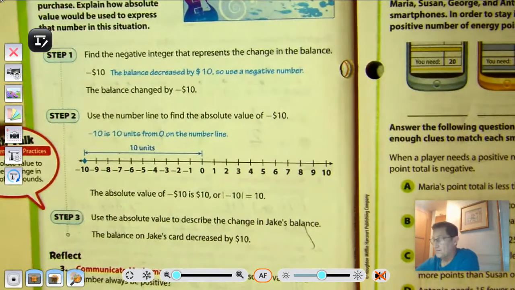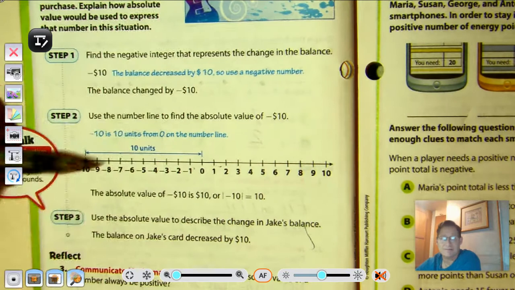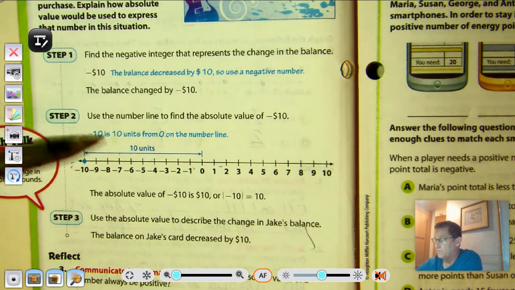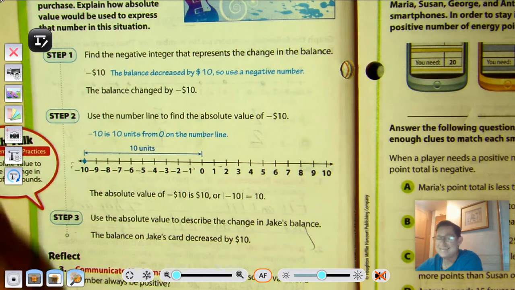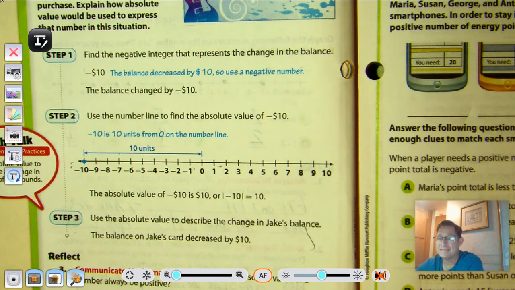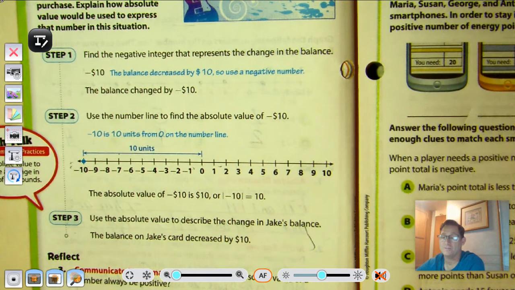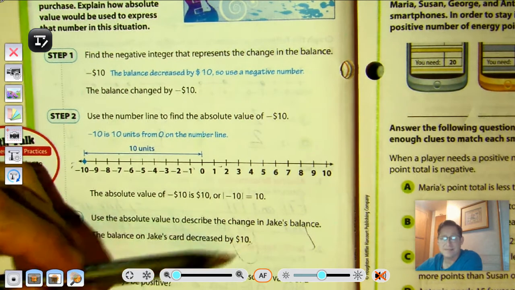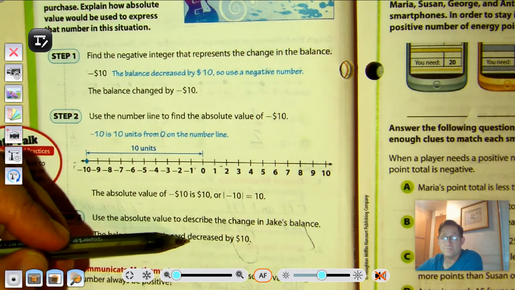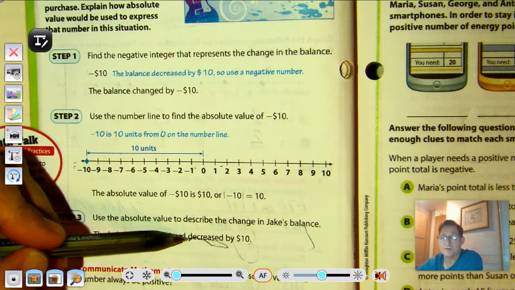So if we put that on the number line, we see that negative 10 is 10 units from 0. So the absolute value of negative 10 is 10. And so the balance of his card decreased by $10. So I can represent it still as a non-negative number, but using words to describe the situation.